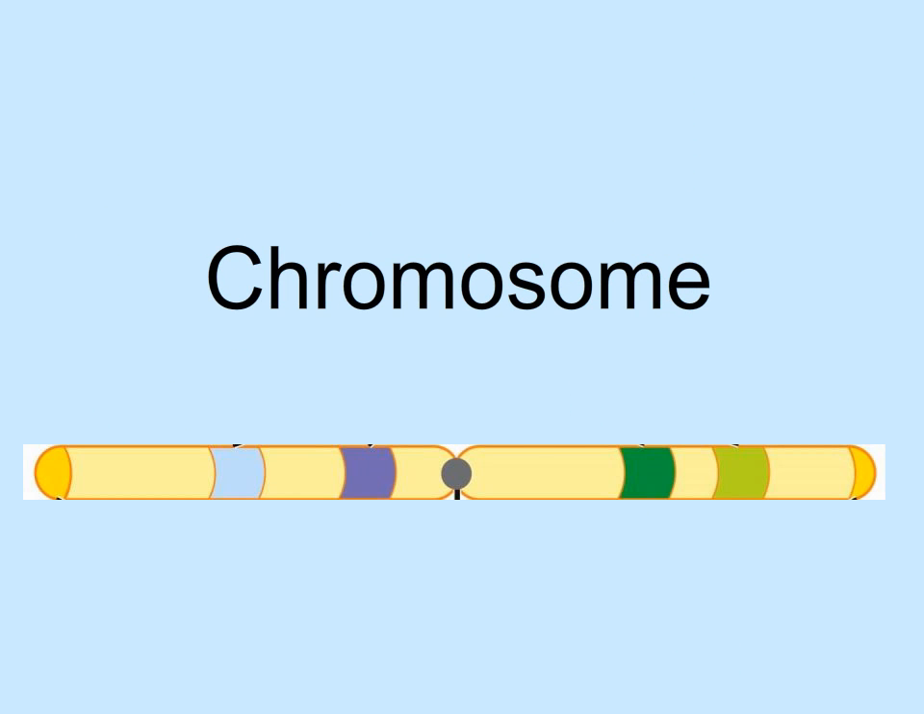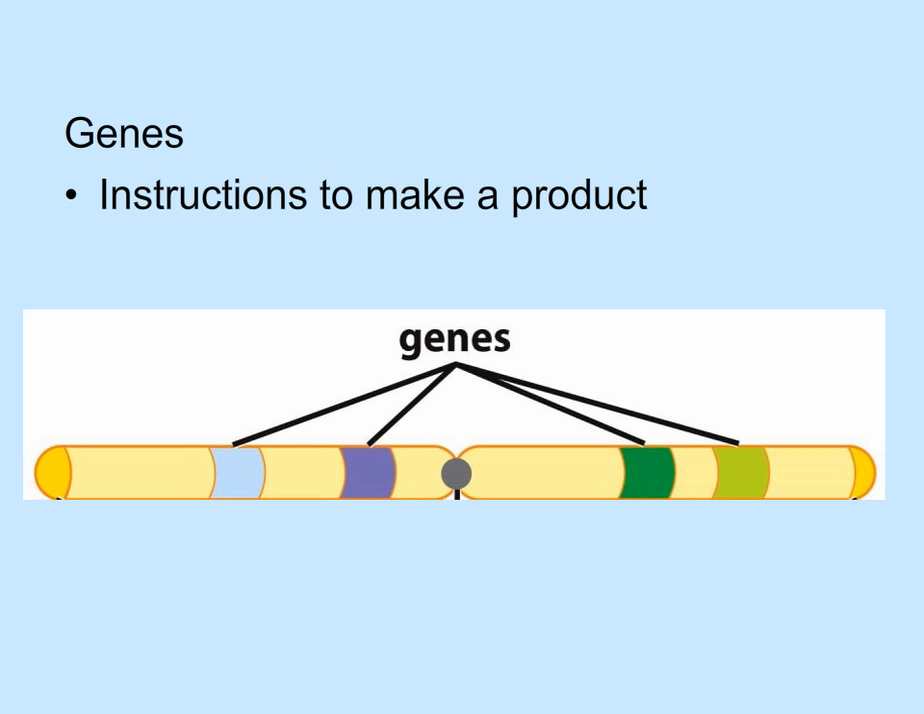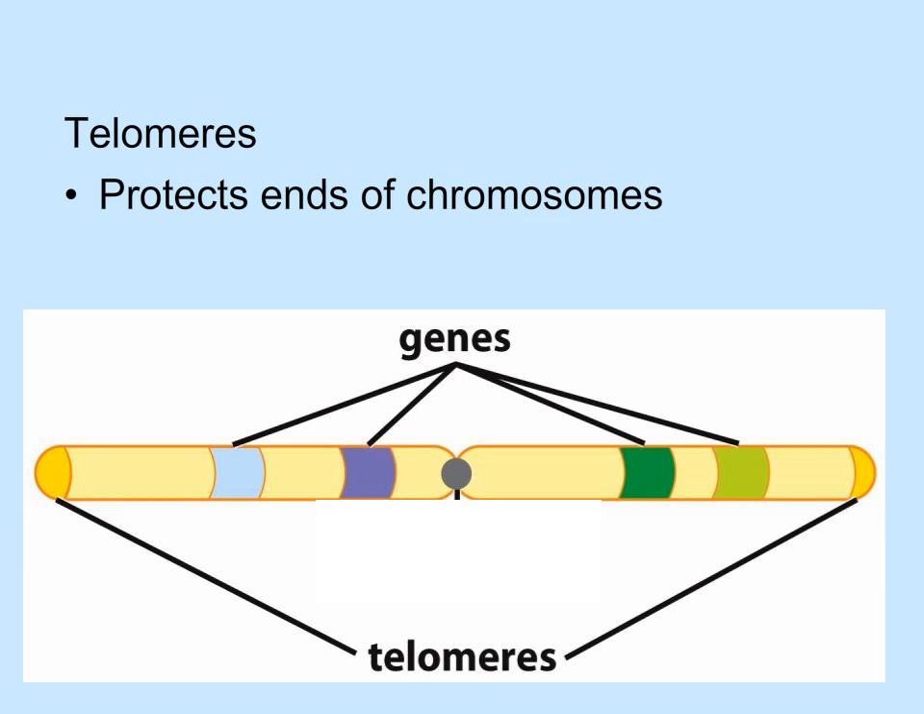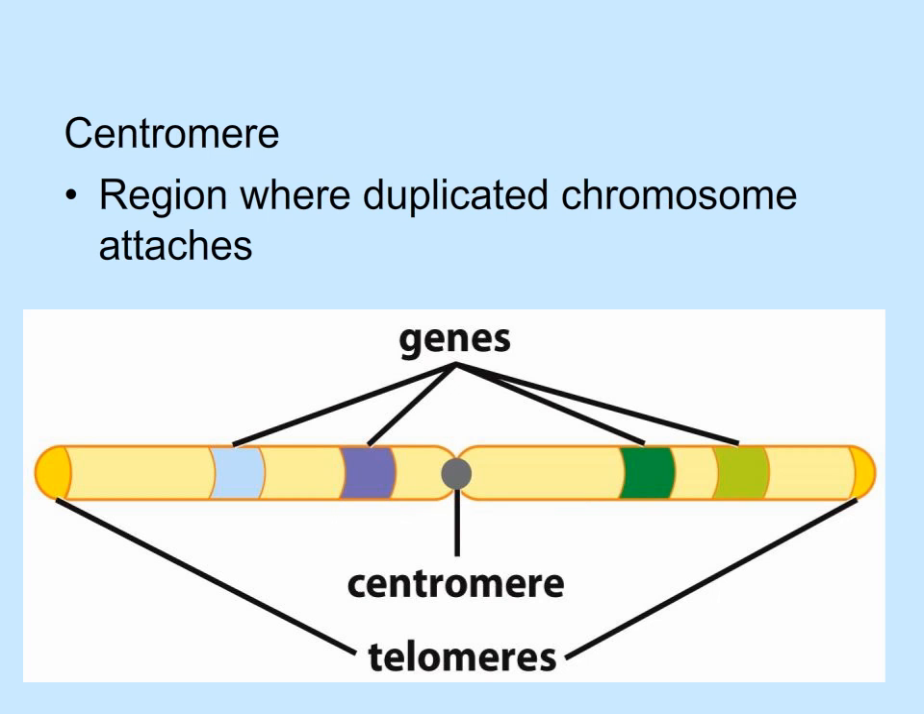Let's look at the basic features of eukaryotic chromosomes. Like we discussed earlier, genes are found in a specific sequence along the chromosome. These genes contain the instructions for how to make certain products. Telomeres are structures that protect the ends of the chromosome. When chromosomes duplicate, they attach to each other in a region called the centromere.